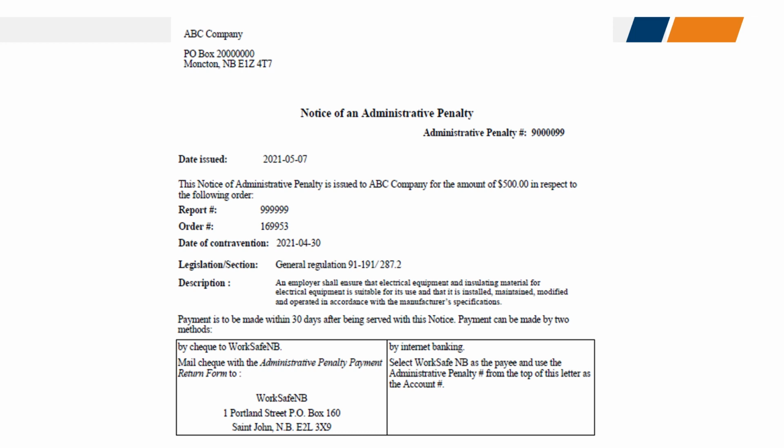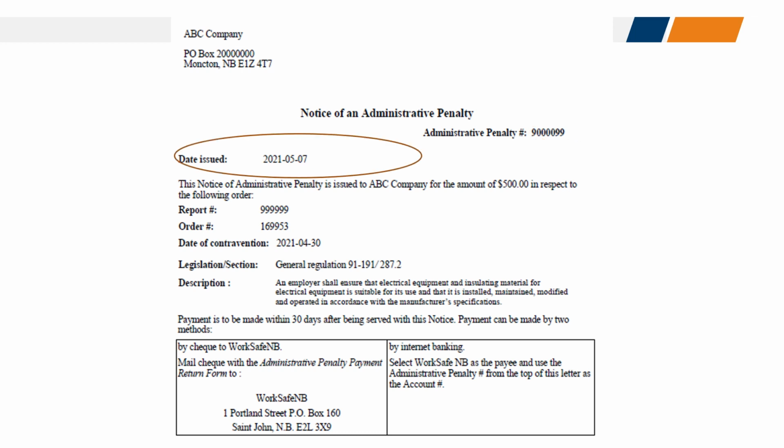Here is an example of a fictitious notice of administrative penalty. The notice of administrative penalty is just one page, but I divided it into 2 slides to make it easier to read. The name of the document is at the top, Notice of an Administrative Penalty. The administrative penalty number is at the top right of the document.